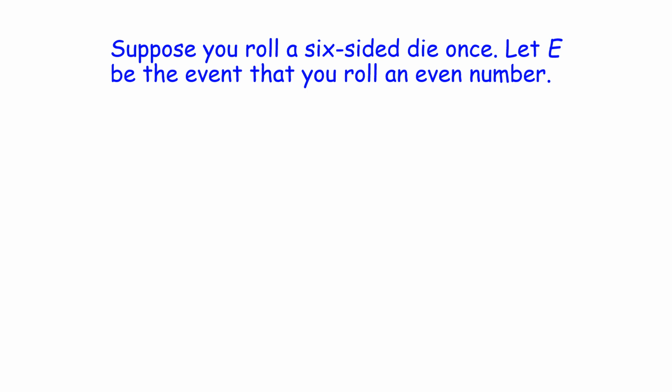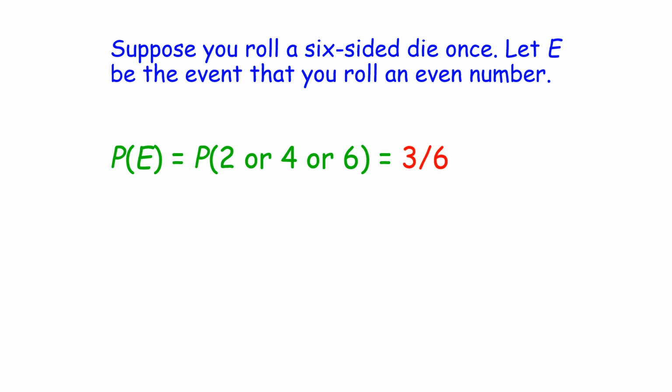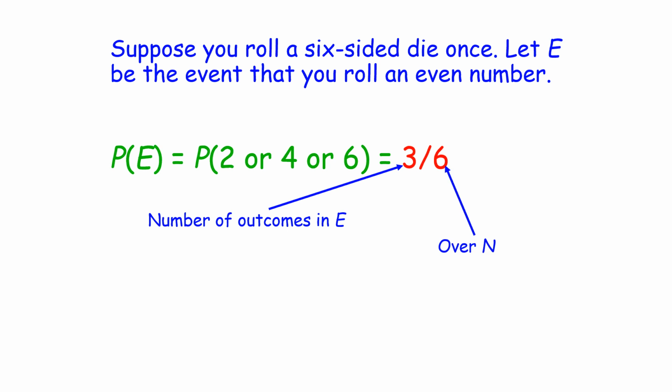Suppose you roll a 6-sided die once. Let E be the event that you roll an even number. So the probability of E would be a 2 or 4 or 6, and this is 3 out of 6. The number of outcomes in E is 3. The 2, the 4, the 6, that's 3 numbers. And over n, 6, because there's a 6-sided die and each side has a different number.